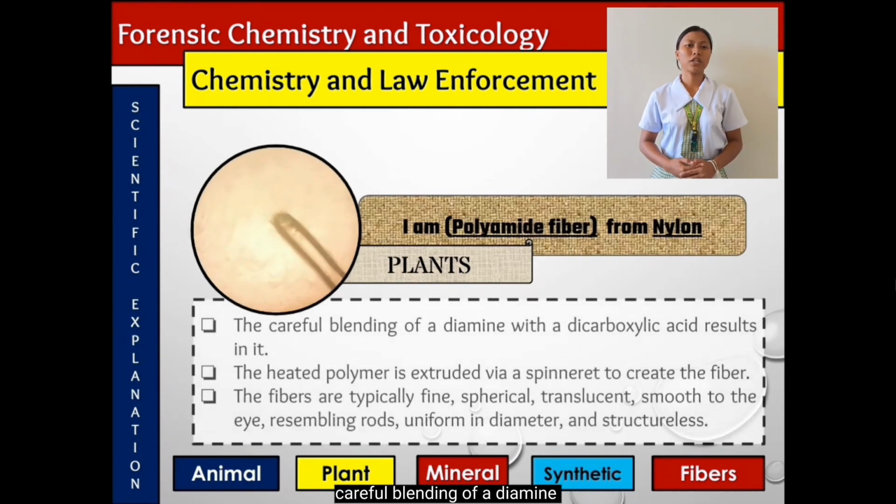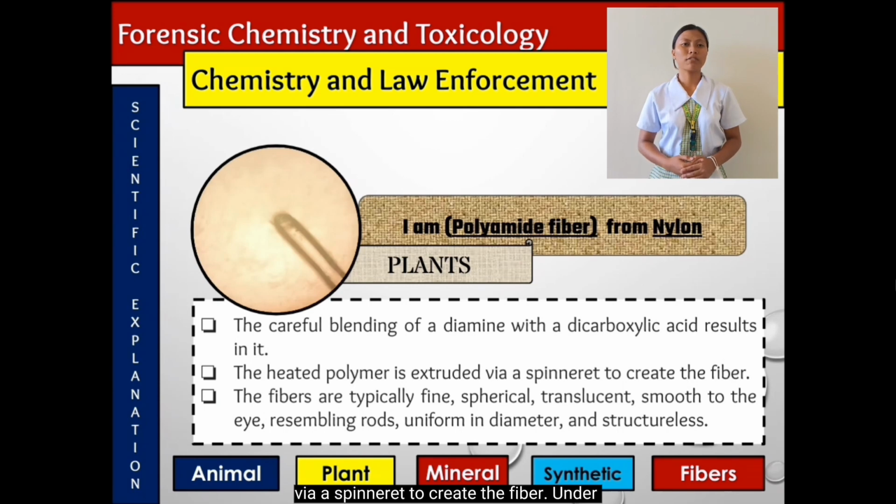Polyamide fiber is nylon. The careful blending of the diamine with the dicarboxylic acid results in it. The heated polymer is extruded via spinneret to create the fiber. Under a microscope, the fibers are typically fine, spherical, translucent, smooth to the eye, resembling rods, uniform in diameter, and structureless.